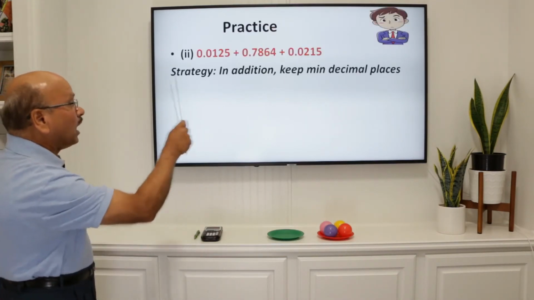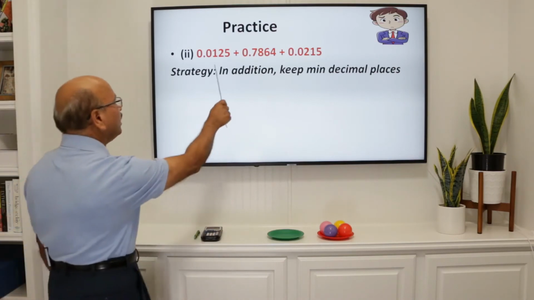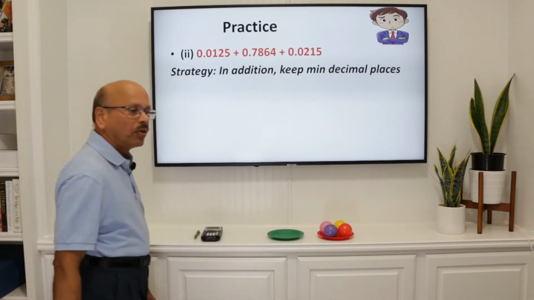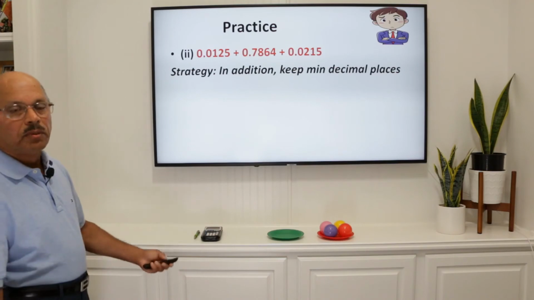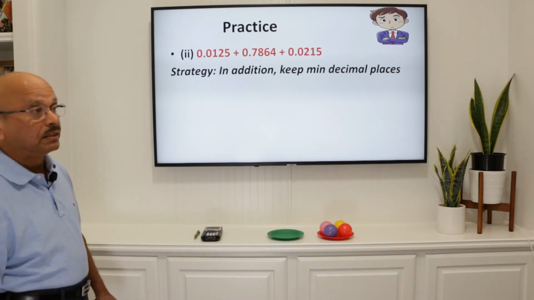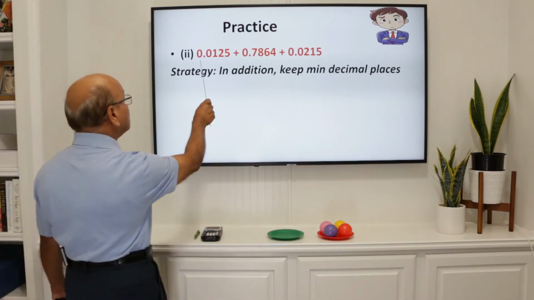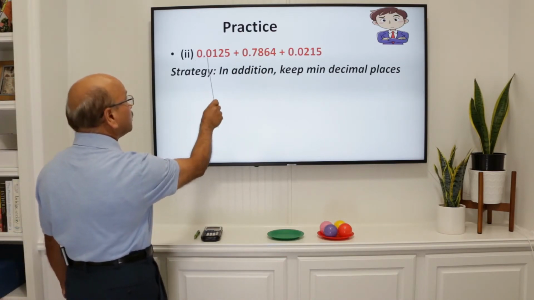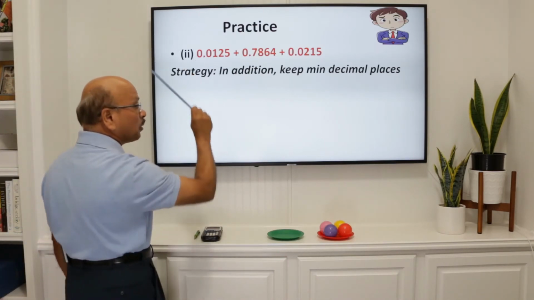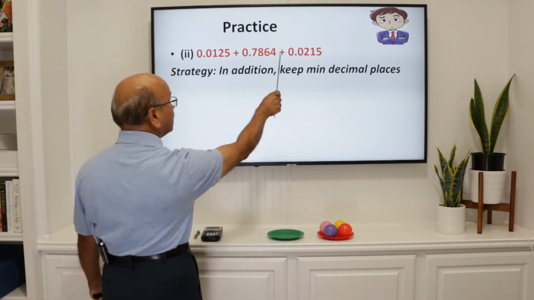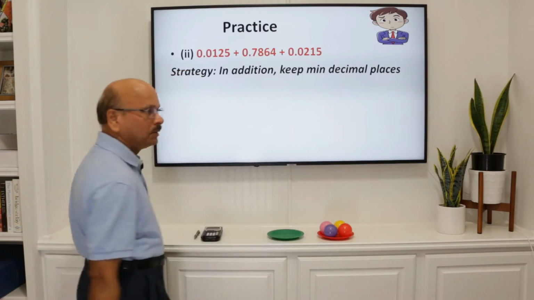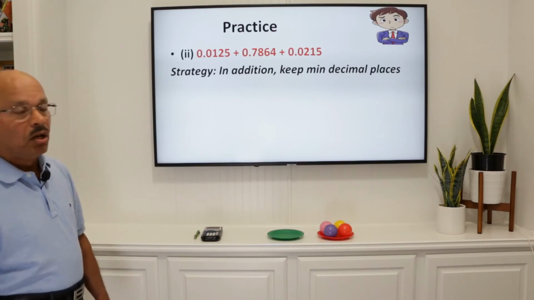Now, here we have additions. Okay, 3 numbers are added. What is the rule for addition and subtraction? Keep the minimum number of decimal places. Now remember, decimal places means the places that come after the decimal. So this has got 1, 2, 3, 4 decimal places. This has got 4 decimal places. This again has got 4 decimal places. All of them have got 4 decimal places.